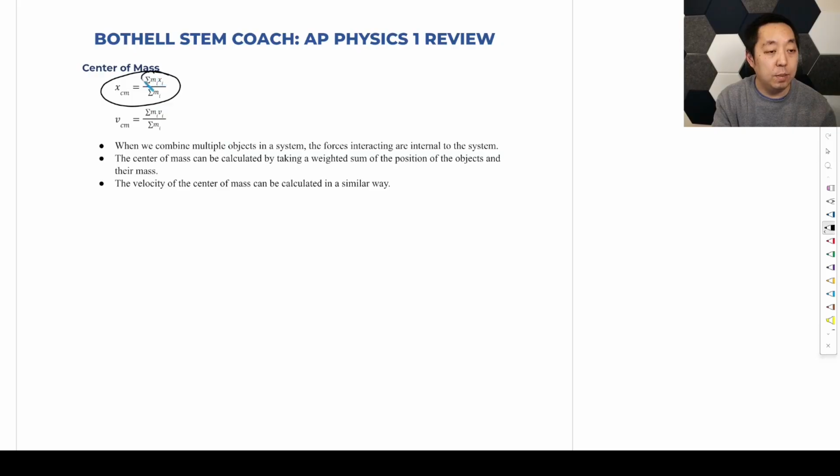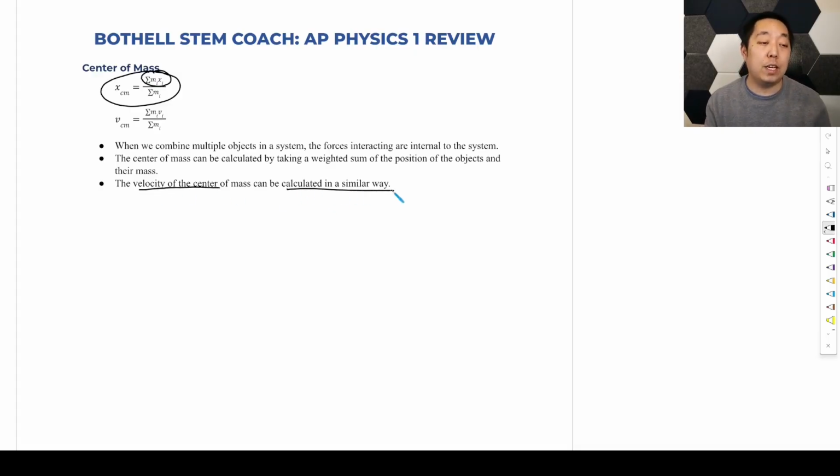And it is the sum of the mass times its position divided by the total mass, or it is a sum of m times v, which you can see here is a sum of their momentums divided by the total mass here. So the center of mass can be calculated by taking a weighted sum of the position of the objects, and the velocity of the center of mass can be calculated in a similar way.